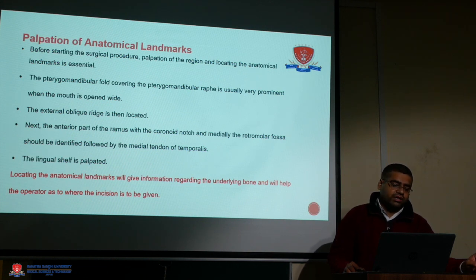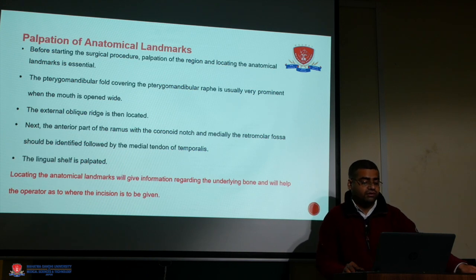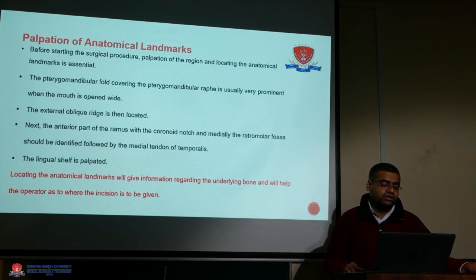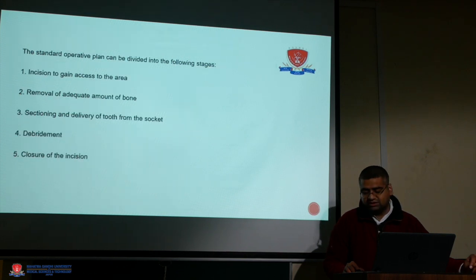The pterygomandibular fold, covering the pterygomandibular raphe, is usually very prominent when the mouth is open wide. The external oblique ridge is then located. Next, the anterior part of the ramus with the coronoid notch, and medially the retromolar fossa should be identified, and the lingual shelf is palpated. These anatomical landmarks have to be identified for the incision also. And what are all the steps we have to cover?